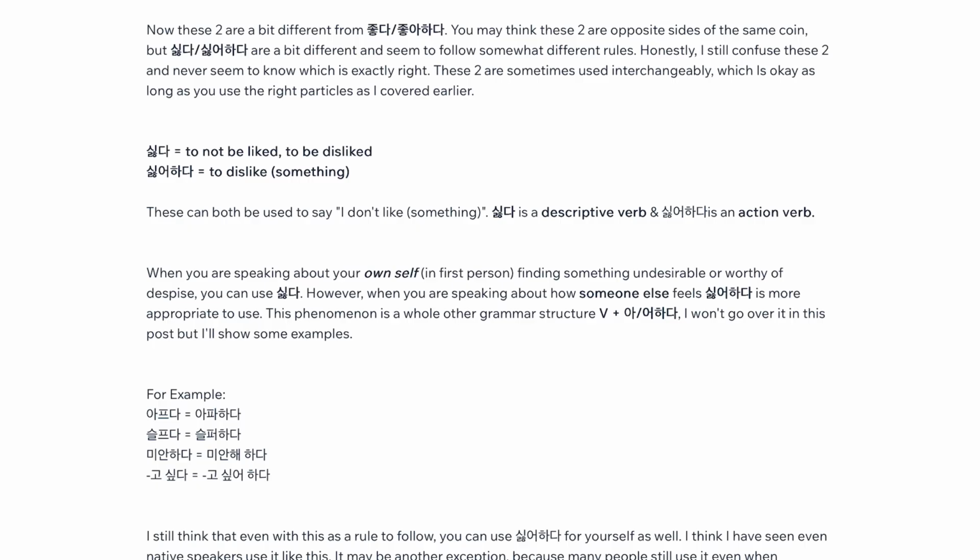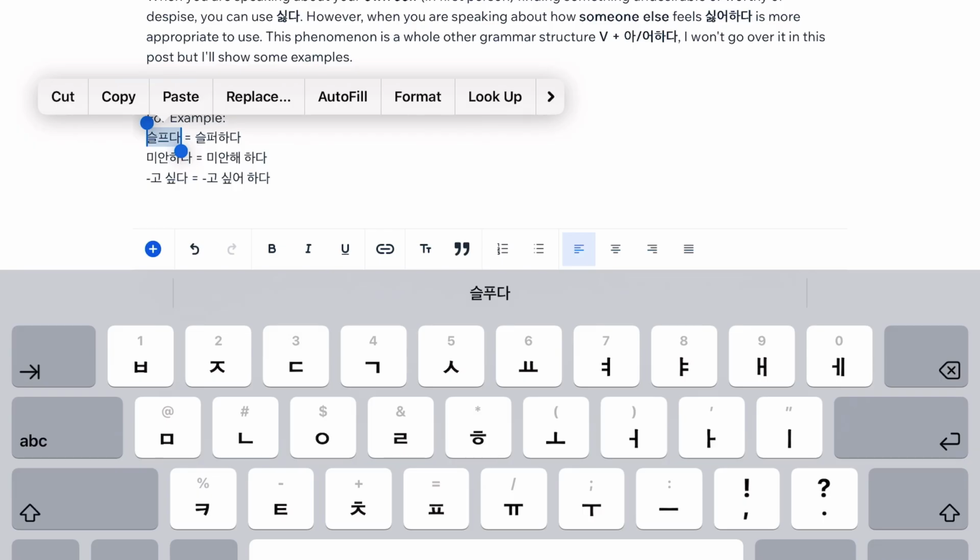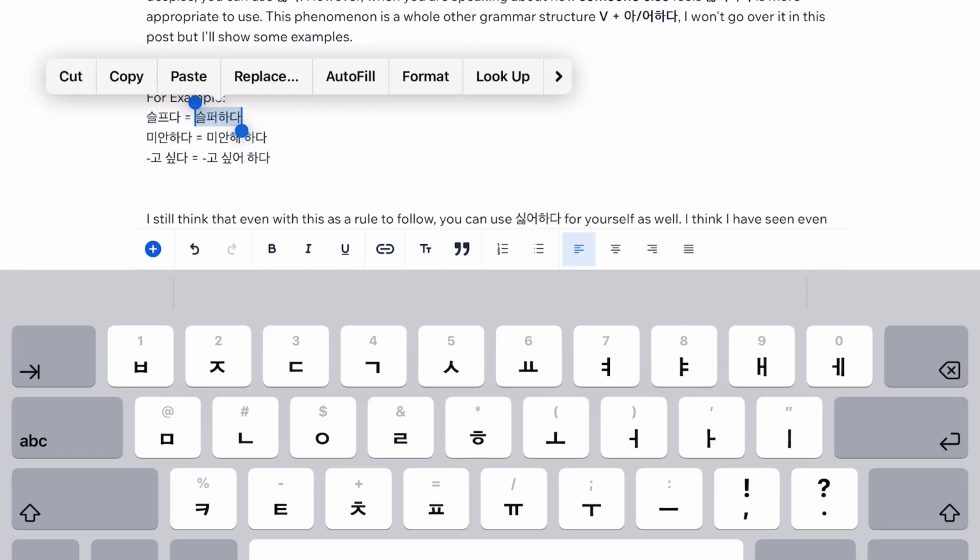Basically, when you're talking about emotions, and you're talking about how someone else feels, we add an extra 하다. So let's say I'm sad, I say 슬프다. My teacher is sad, I say 슬퍼하다. That's because I can't really speak for them, right? I'm not in their head, I'm not in their body. I'm not really feeling their feelings. So we've got to add that extra 하다 for someone that's not me, for how they're feeling.